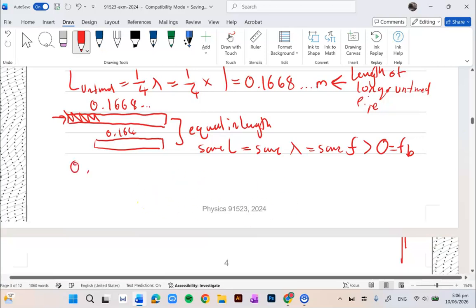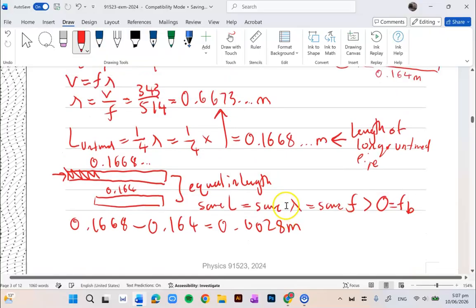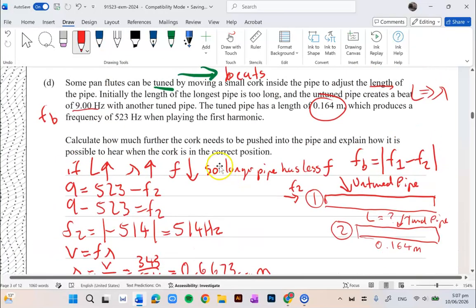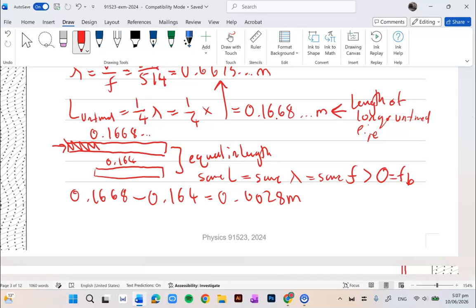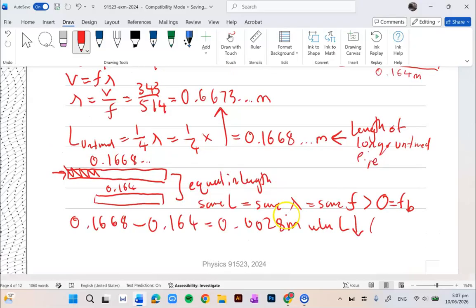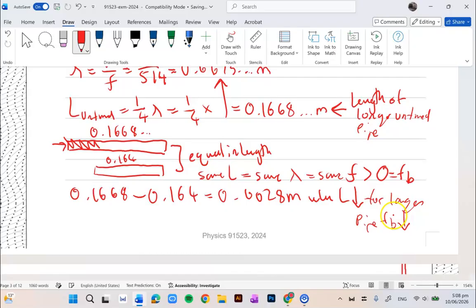So you're going to have 0 beat frequency, which is what we want. So it's going to be the 0.1668 minus the length of the shorter pipe, 0.164. That's going to give you an answer of 0.0028 meters. Right? So that is how much we need to push the cork in to where we're going to have 0 beat frequency. So as the cork gets pushed, the beat frequency is going to get less and less and less. So when L decreases for the longer pipe, beat frequency decreases until FB equals 0.